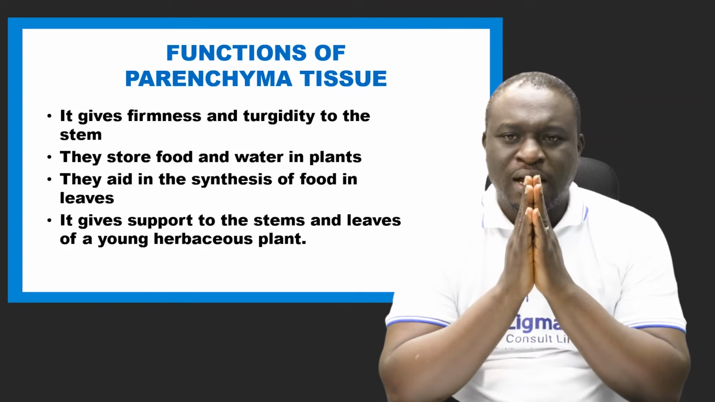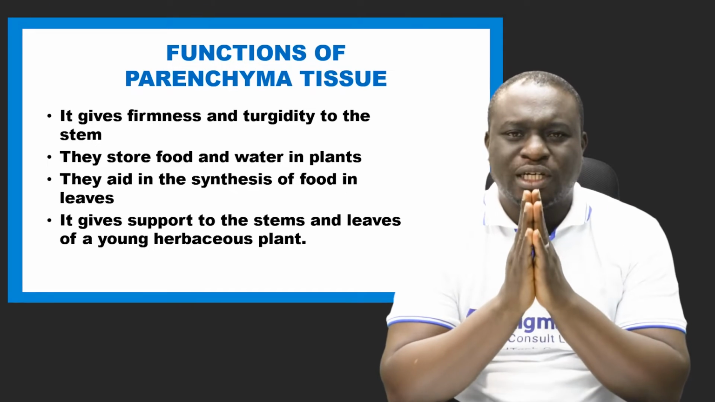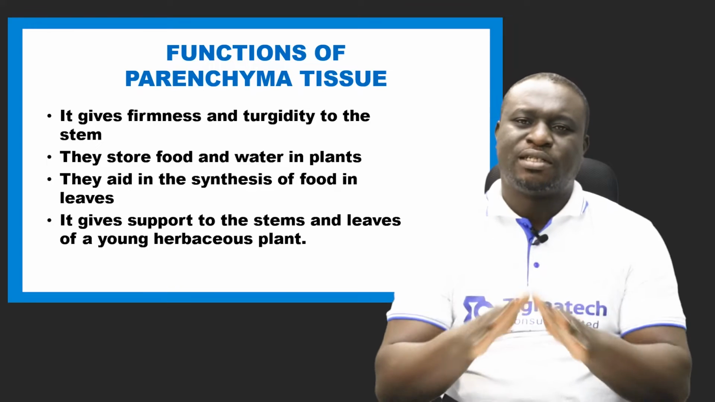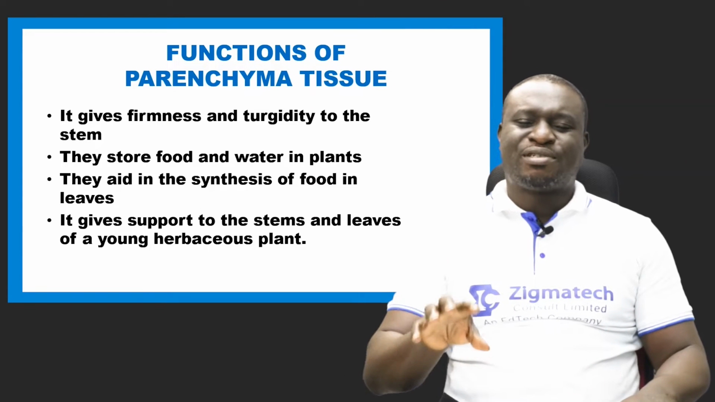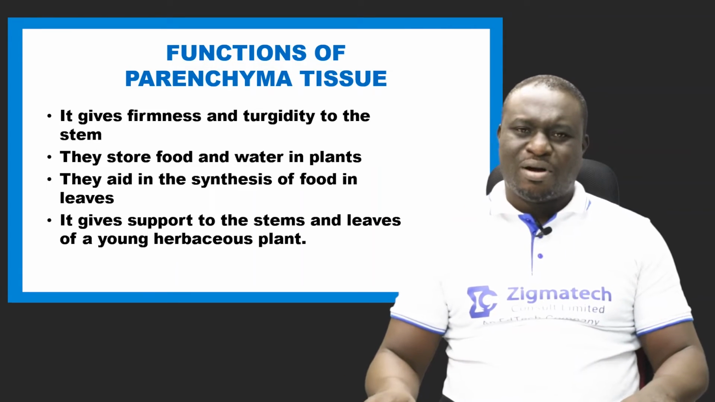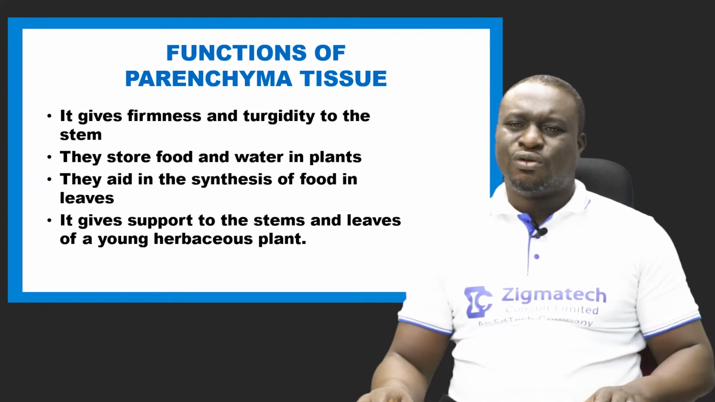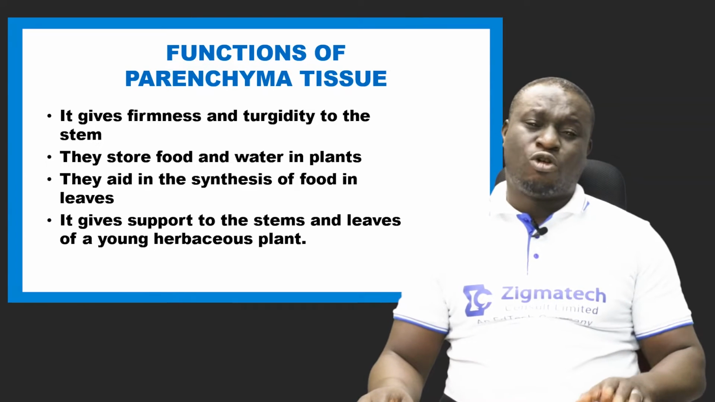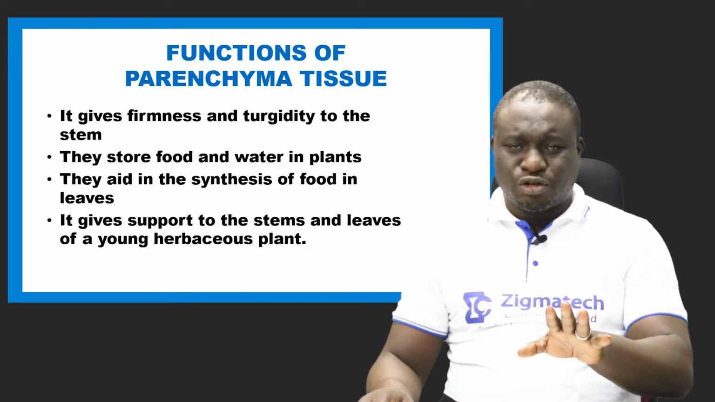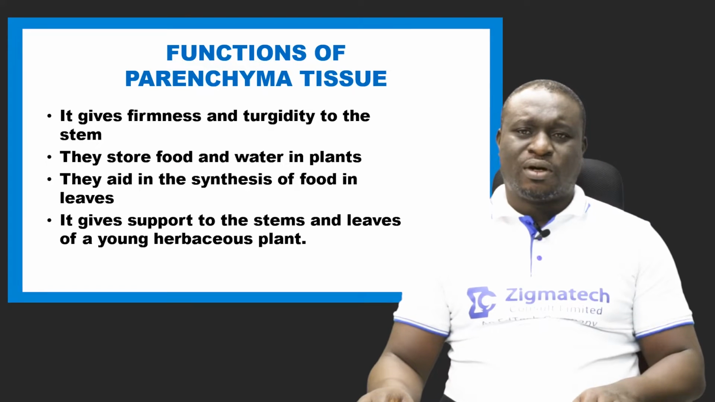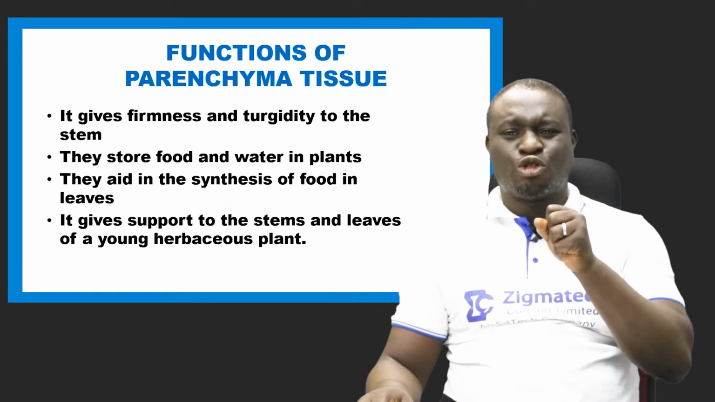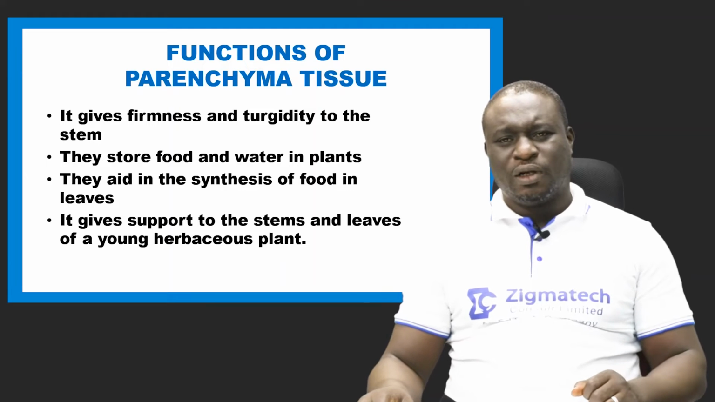Now we're going to look at 4 important functions of the parenchyma tissue. Number 1, it gives firmness. Parenchyma tissue gives firmness and turgidity to the stems. In fact, they work best with turgor pressure or turgidity. They give firmness and turgidity to the stem.